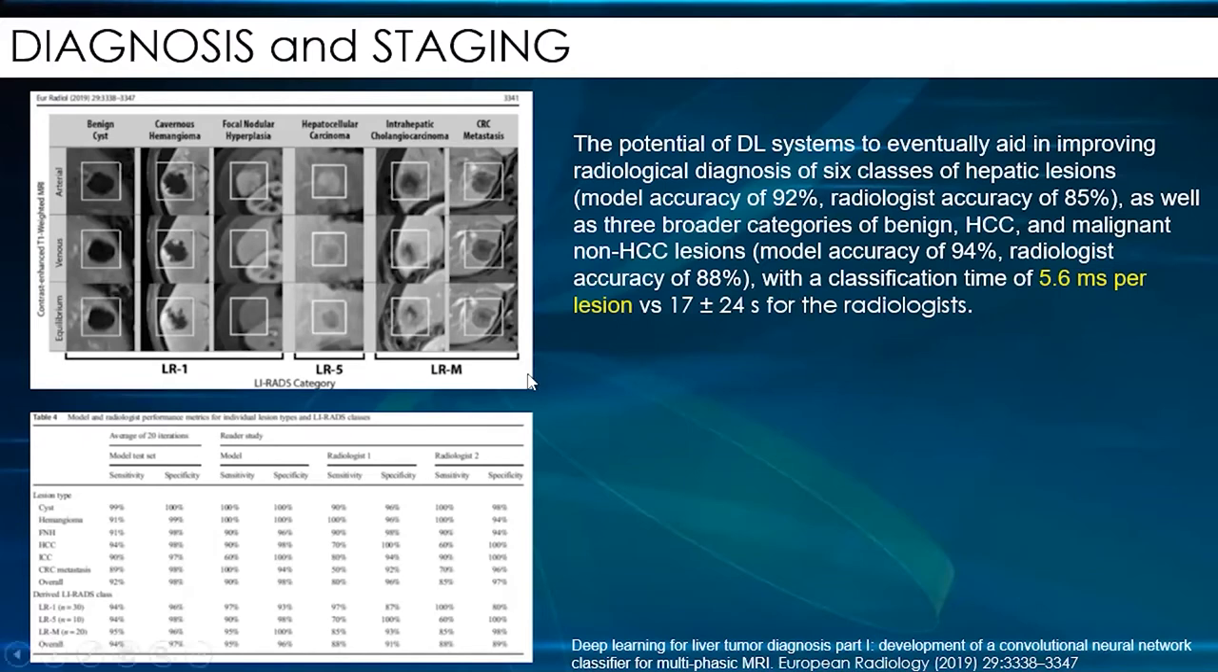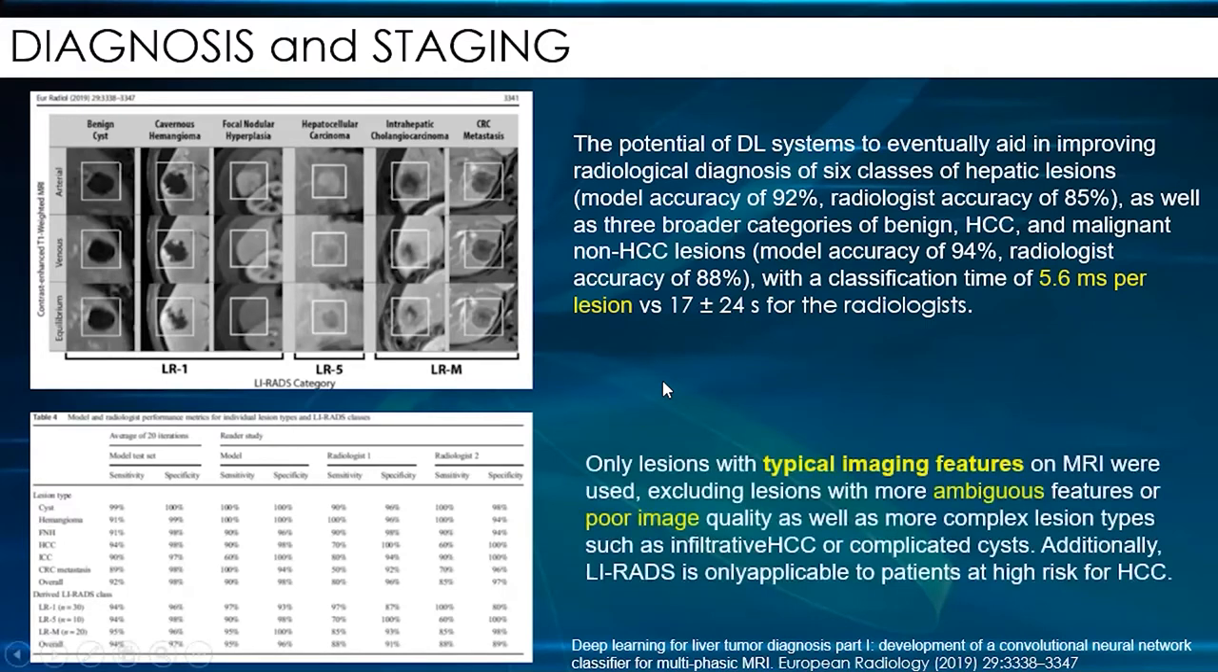But again, also in this paper, we have a great limitation, because it was used only lesion with typical imaging features on MRI. So the authors excluded the lesion with more ambiguous features or with poor image quality. But we know that in everyday clinical practice, we have to look and check and write the report for all kinds of images. We do not have any possibility to choose what we want to look at or what we don't want to look at.